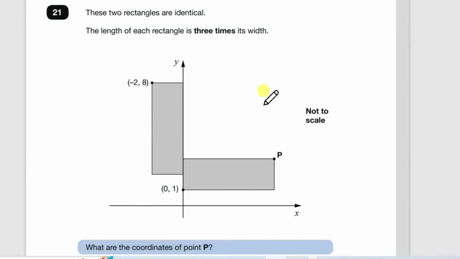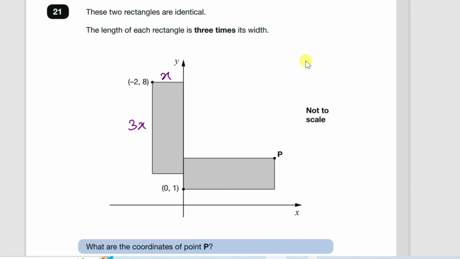Okay, number 21. So these two rectangles are identical. So this means that this rectangle has the same dimensions as this one, so the length of this one is equal to this length up here, and this little length is equal to that little length. Cool. We know that the length of each rectangle is 3 times its width. So whatever this one is, let's just call it x. This would be 3 times bigger, so like 3x.